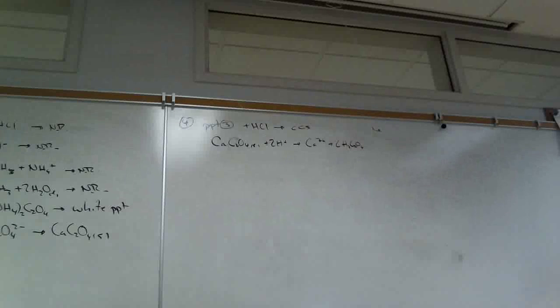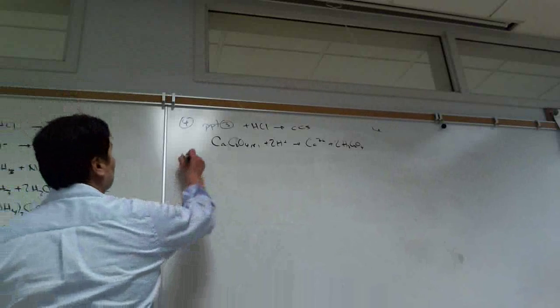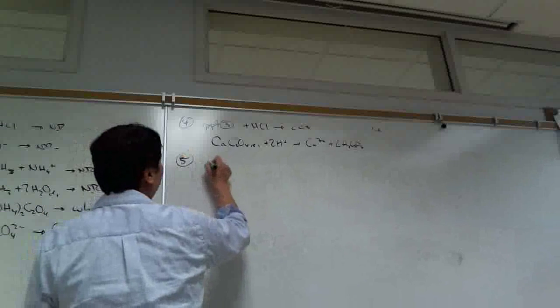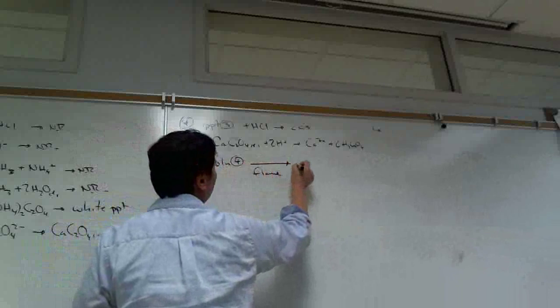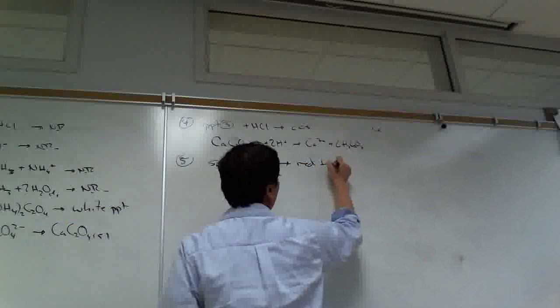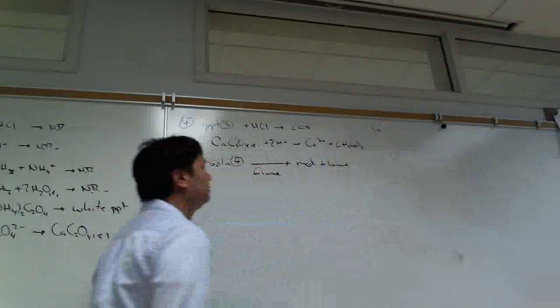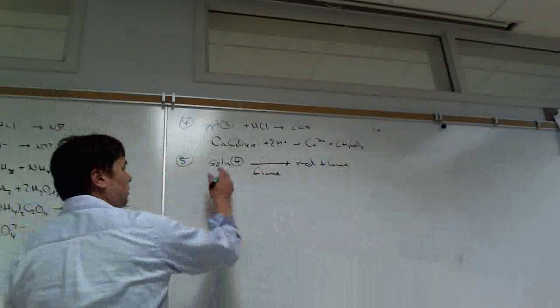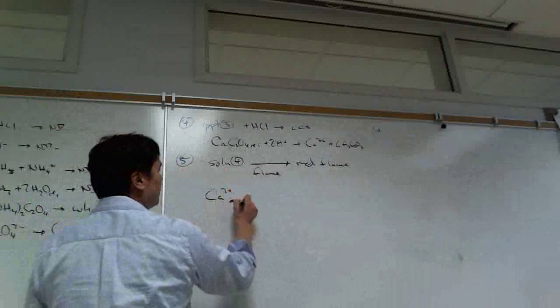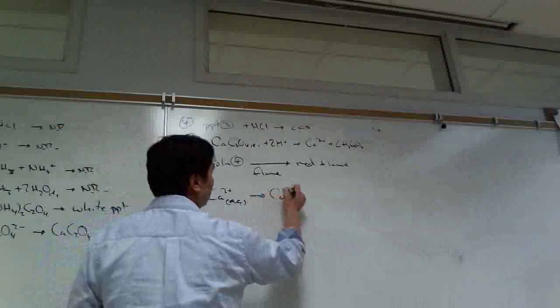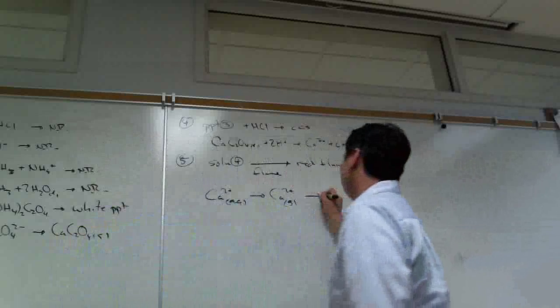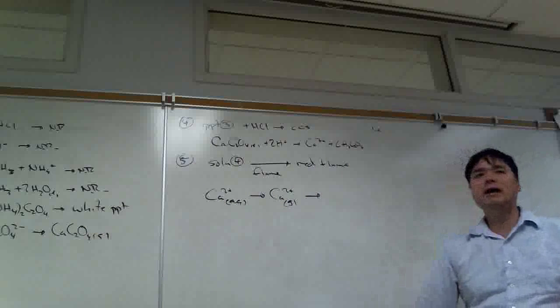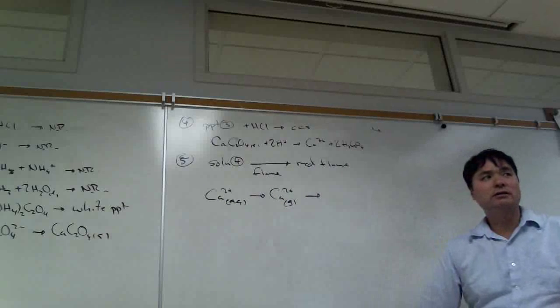And then finally, we'll take the solution from this and put it in the flame. So the solution from 4 into the flame should give us a red flame. And so the reaction for this is we have calcium 2+ aq. We can vaporize that in the flame to the gaseous state. Now, the flame is the 4th state of matter. You know what the 4th state of matter is?